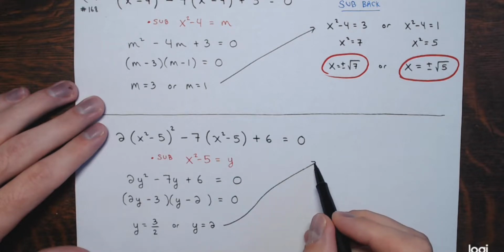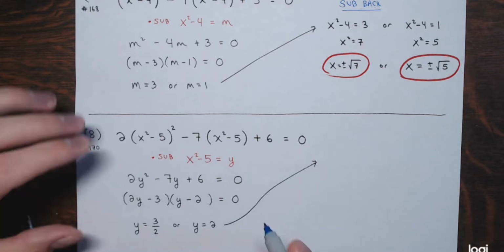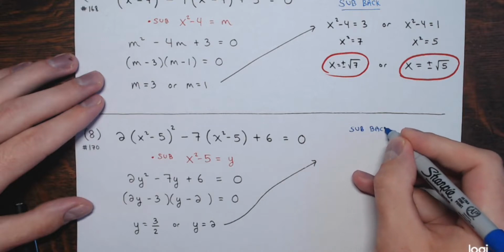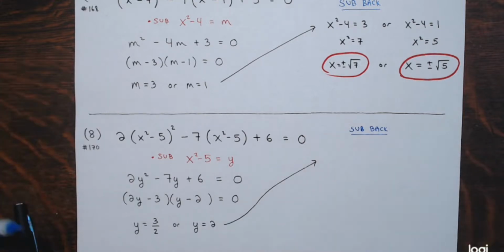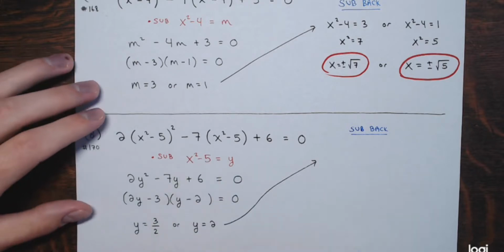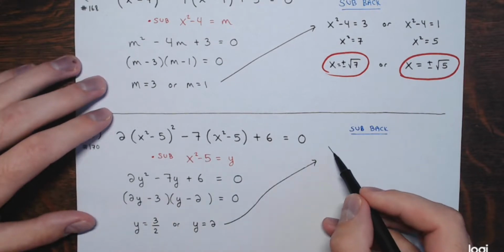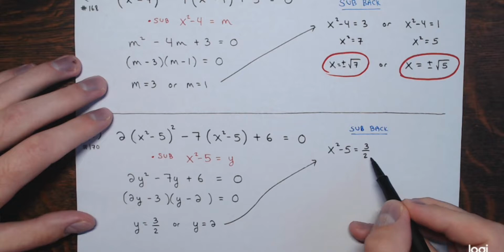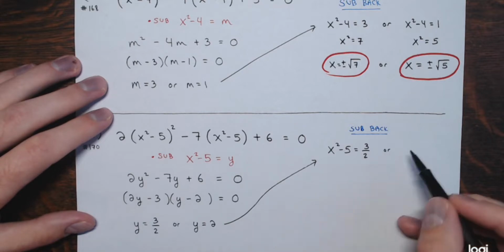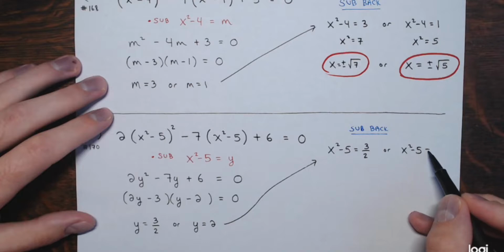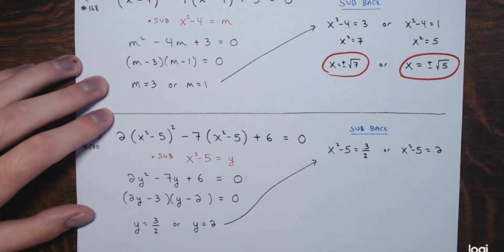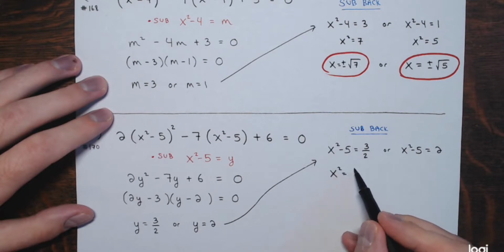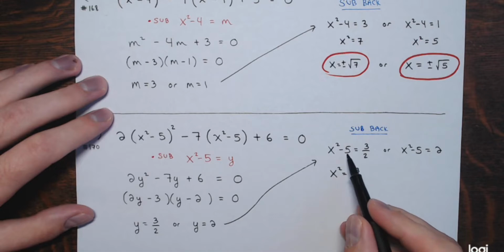Alright, then we sub back. I don't want to solve for y, I want to solve for x, right, the original variable. So we sub back. Remember, y represents x squared minus 5. So the first equation there is x squared minus 5 equals 3 halves. The second equation is x squared minus 5 equals 2. Alright, then I would add 5 to both sides. This first equation becomes x squared equals 13 halves. Right, this is 10 halves, right? You would add 10 halves.